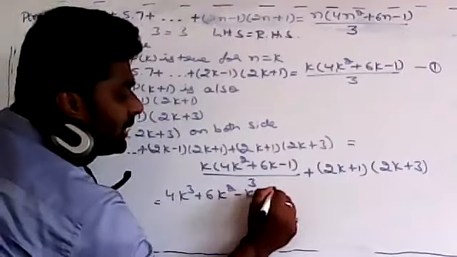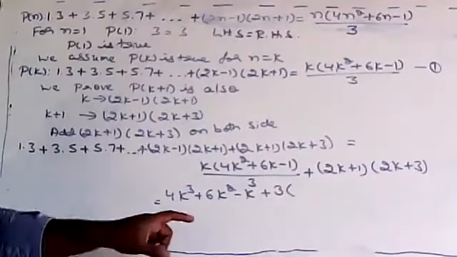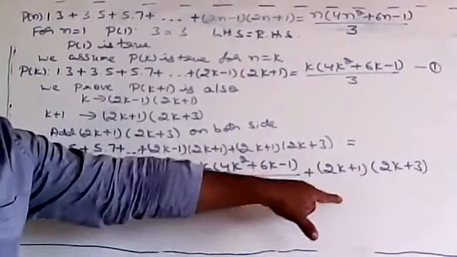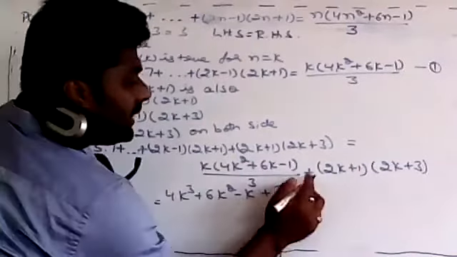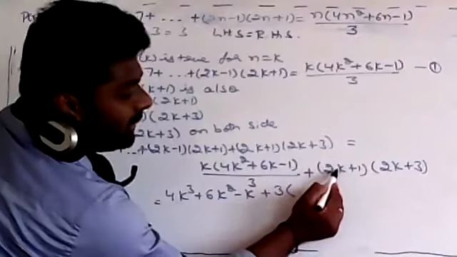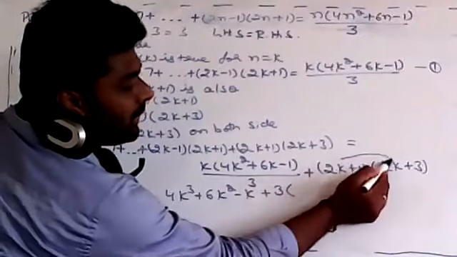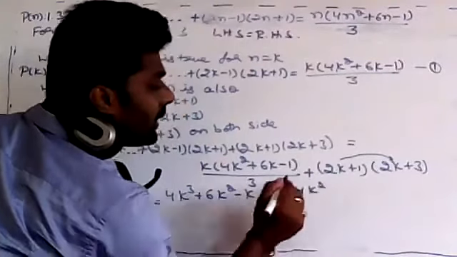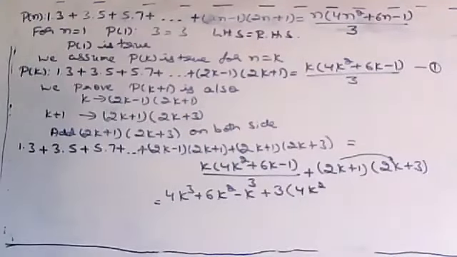3 is the LCM, no? Here 3 is the LCM. That 3 I have to multiply here. Correct, right? 3 is the LCM, so we have to multiply 3 here. First you have to multiply 2k into 2k. How much is it? 4k square. Correct or not? 2k into 2k is 4k square.